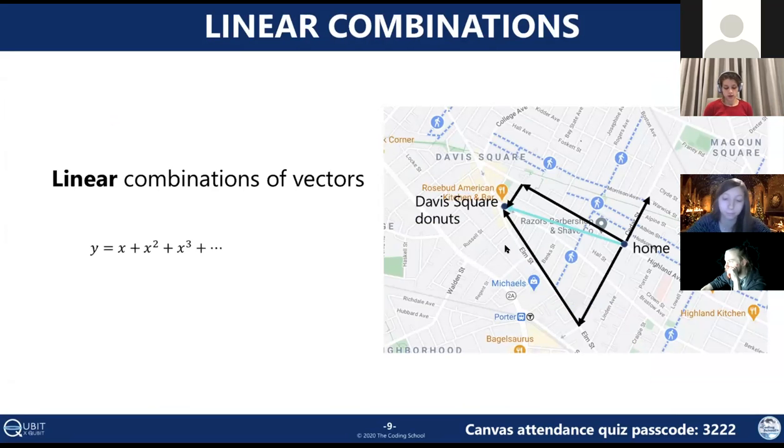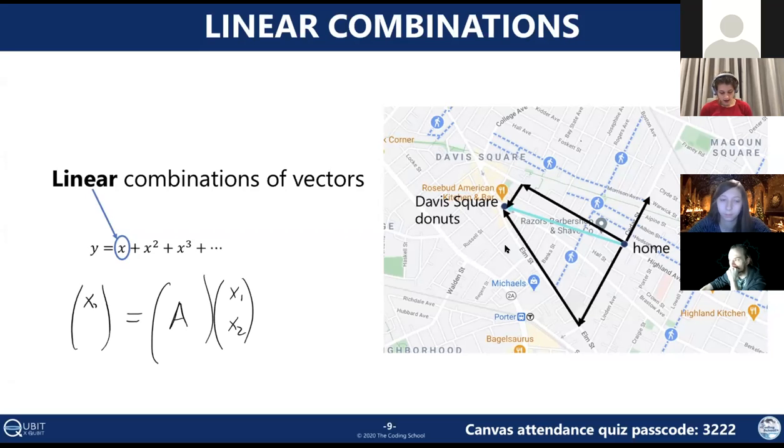And what we mean by linear combinations are things that behave like x, not an x squared. So the easiest way to think of that is if you have a vector like this, we'll call this one x, and we multiply it by a matrix A, we are never going to get an x1 squared or an x2 squared out. That's never going to happen.